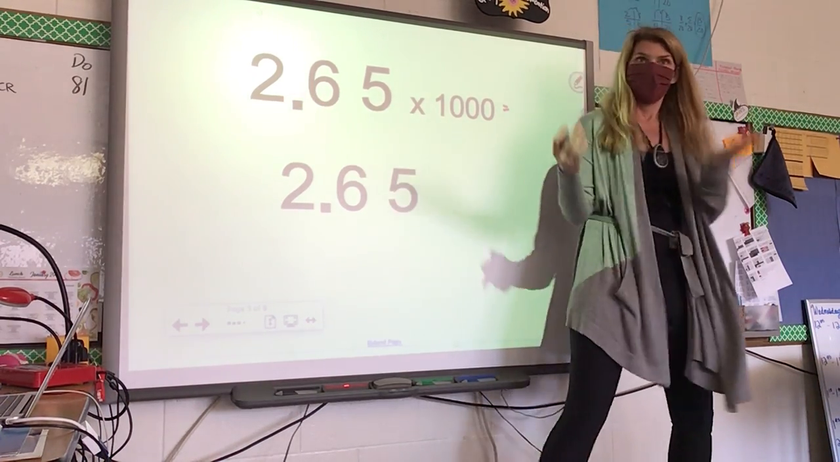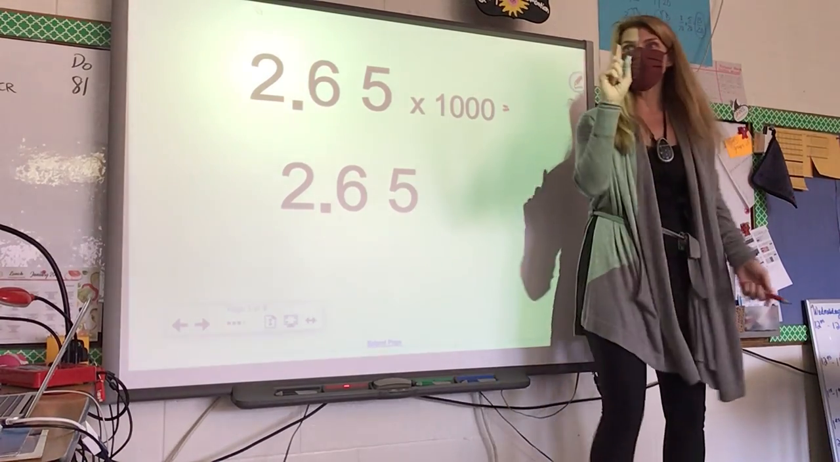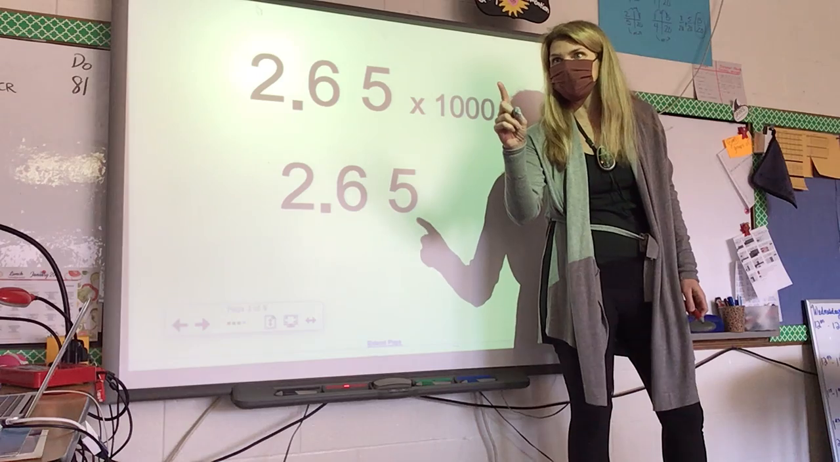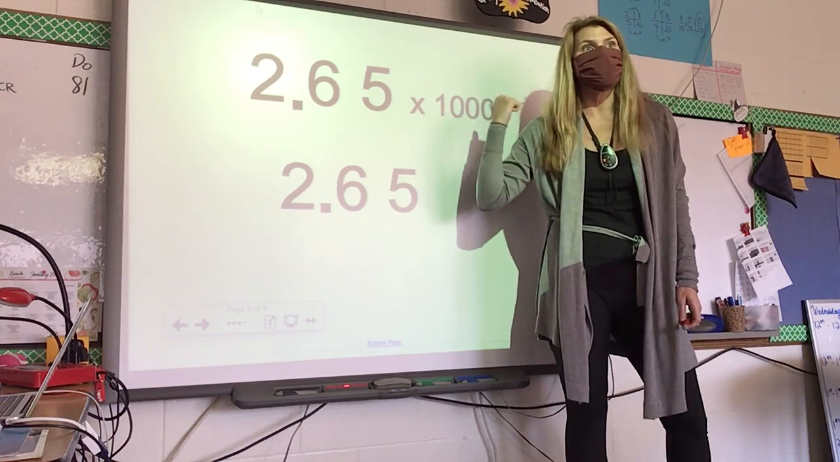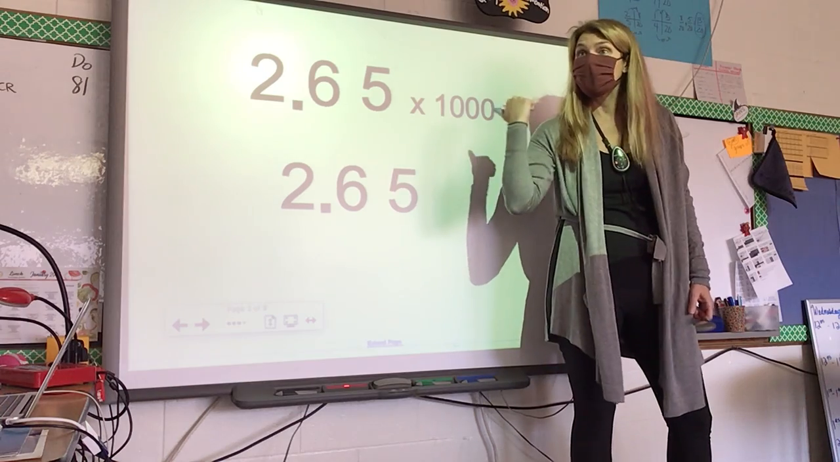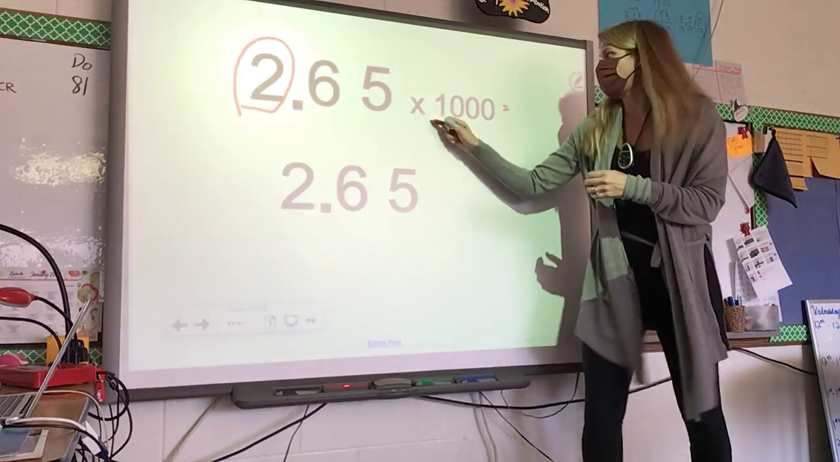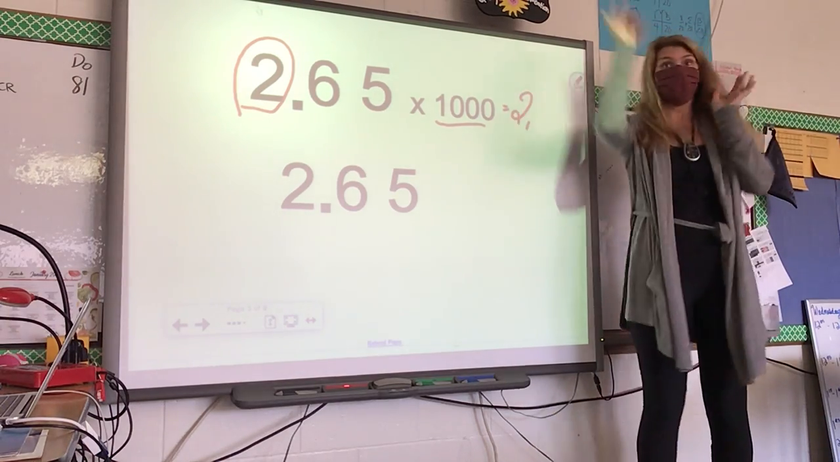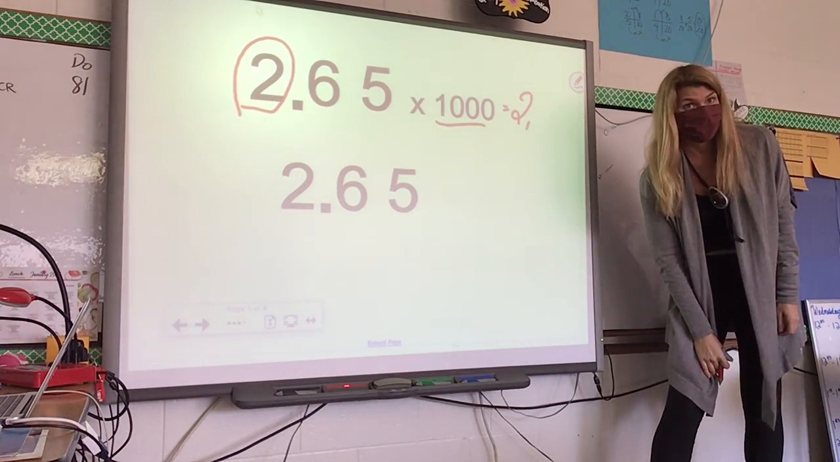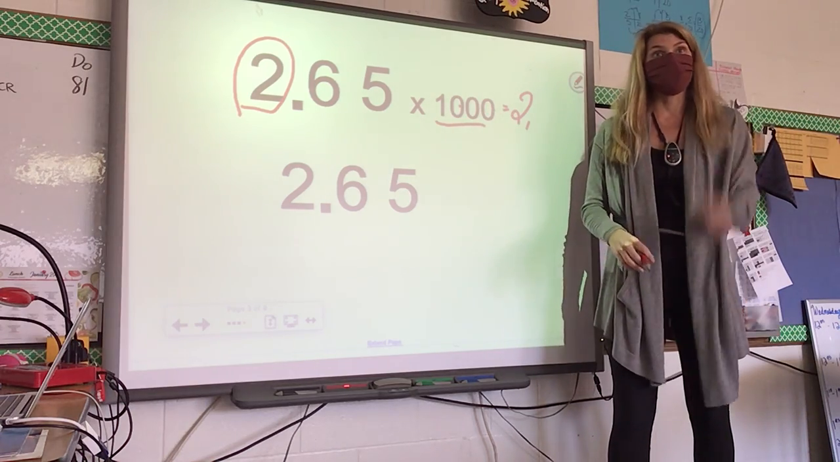Guess what? You can add zeros. Those poor Egyptians, remember, they didn't have zeros in their number system. This is when the Egyptians were like, we need a 0. This is when they had to figure out they needed a 0. First of all, I know that the whole number times 1,000 is going to be 2,000. So I know there's going to be a thousands place. And I have 3 zeros, so I need to do something 3 times.